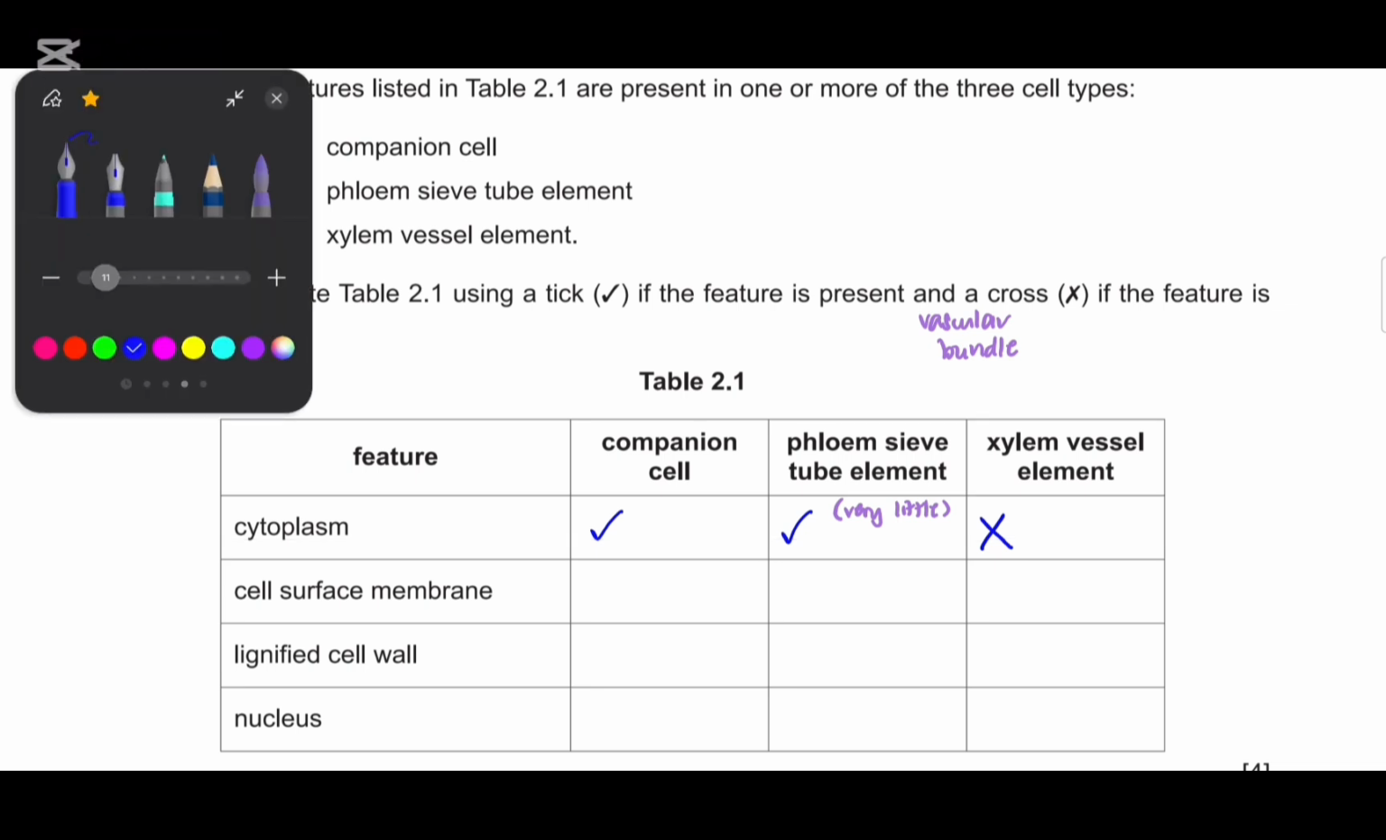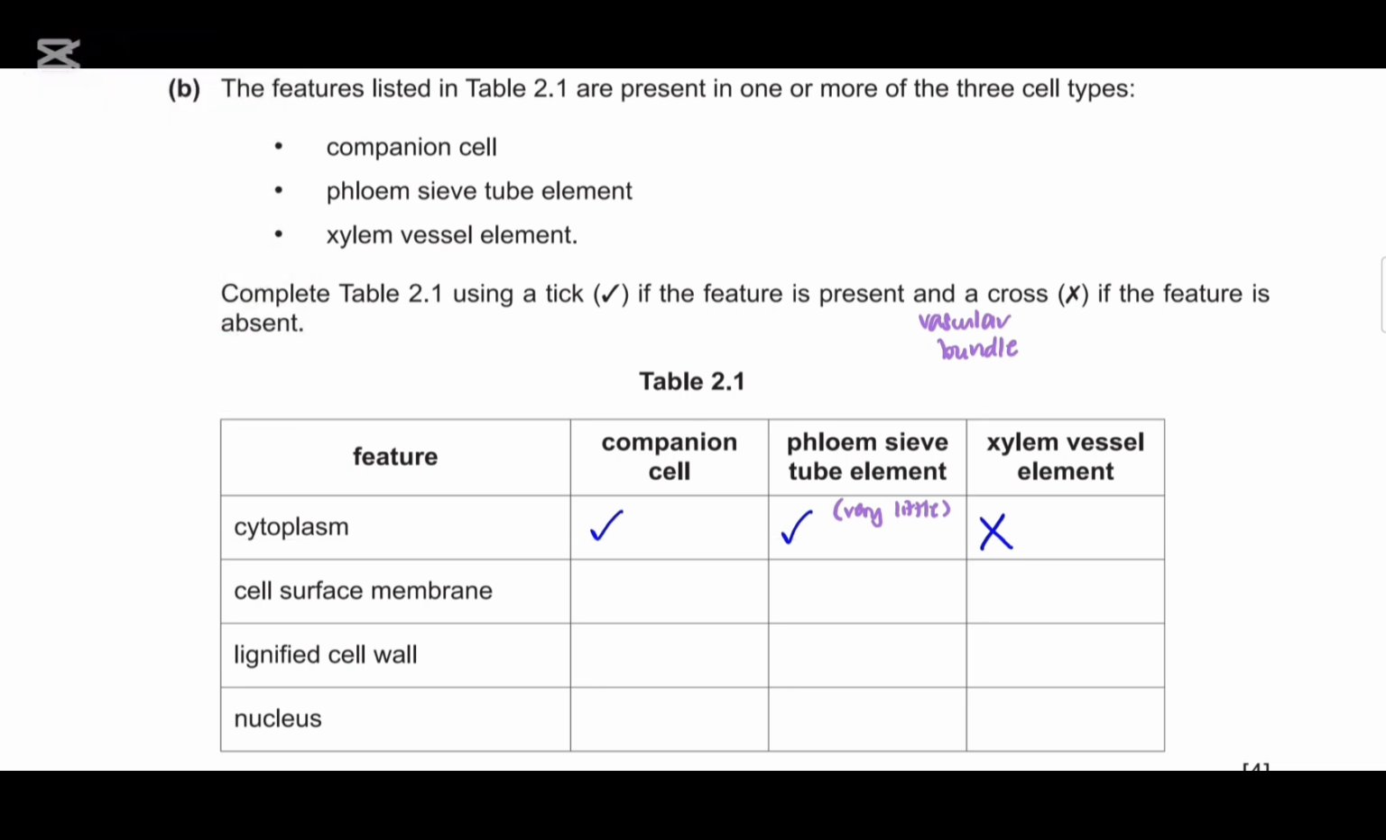Okay, cell surface membrane. Do they have cell surface membrane? Yes. The companion cell will have a cell surface membrane. Phloem sieve tube element will have a cell surface membrane, but xylem vessel will not have a cell surface membrane. Why? Because the xylem vessels are dead cells, whereas companion cells and phloem sieve tube elements are living, so they still have the living components of the cell.